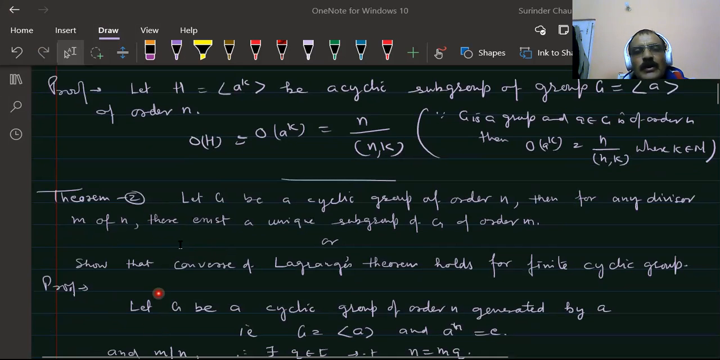Next one is: let G be a cyclic group of order n. Then for any divisor m of n, again we are discussing subgroups. How can you find this subgroup? How many subgroups will a cyclic group have, or how many generators will the elements of a cyclic group have? So let G be a cyclic group of order n. Then for any divisor m of n, there exists a unique subgroup of G of order m.